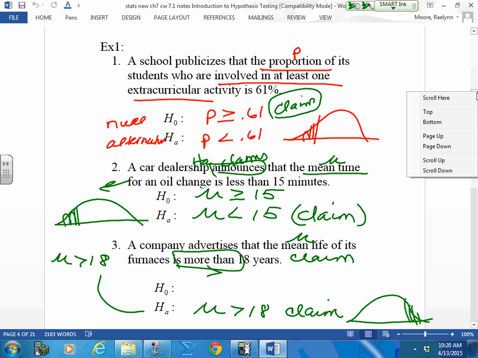How do I write my HO? Less than or equal to 18. Good. The HO has to have the equal sign. The HA has no equal sign, but it follows the sketch. The claim, notice, the claim can be either one.